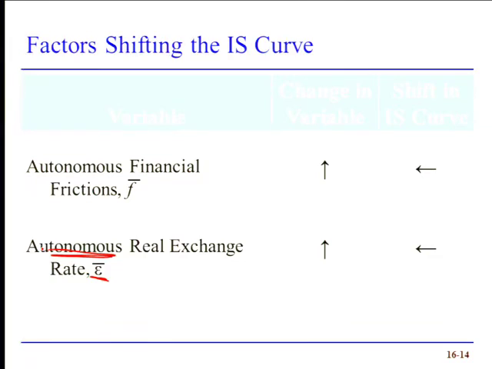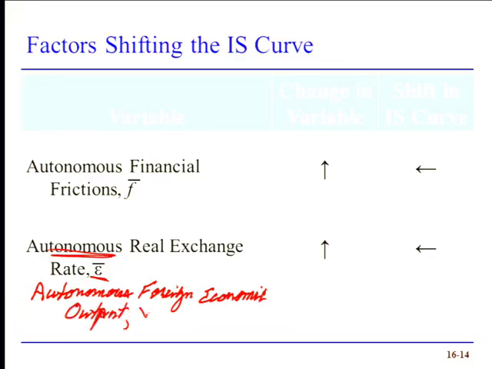And here's where I left off autonomous, just to show you how bad my handwriting is. Autonomous foreign economic output. Okay, so that's YF. And if that increases, the IS curve will shift to the right. If the foreign economy gets bigger, they will buy more goods and services. Some of those goods and services will be foreign, so their imports will go up. Their imports are our exports. So our exports would rise, in which case the IS curve would move to the right.